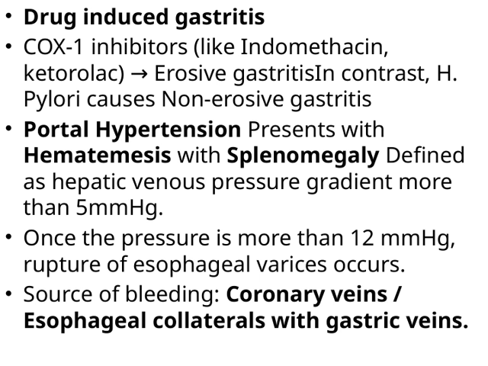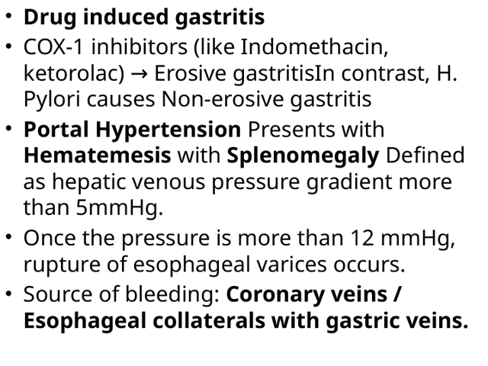Moving on to portal hypertension, this condition is characterized by an increased pressure within the portal venous system. It often presents with hematemesis, which is vomiting blood, especially when accompanied by splenomegaly or an enlarged spleen. A key point here is that portal hypertension is defined as a hepatic venous pressure gradient more than 5 millimeters of mercury. Once this pressure exceeds 12 mmHg, the risk of rupture of esophageal varices significantly increases, leading to potentially life-threatening bleeding. Now, where does this bleeding come from?